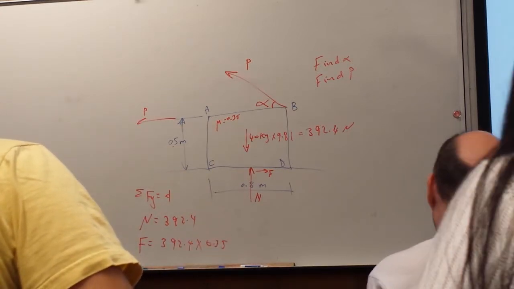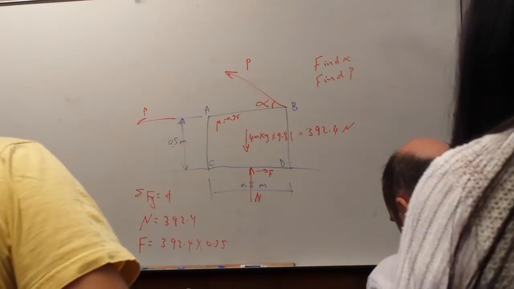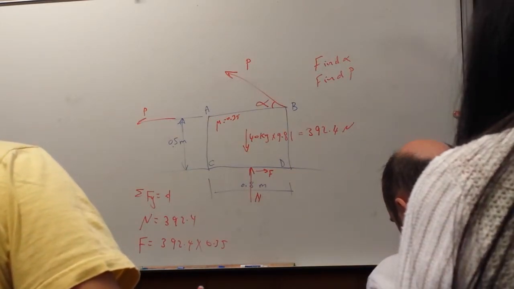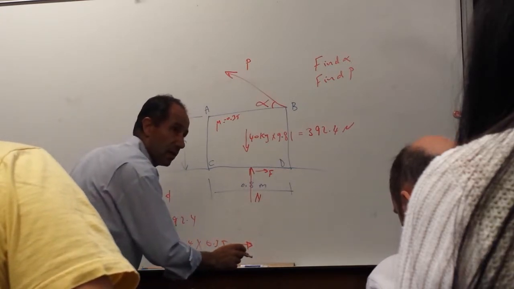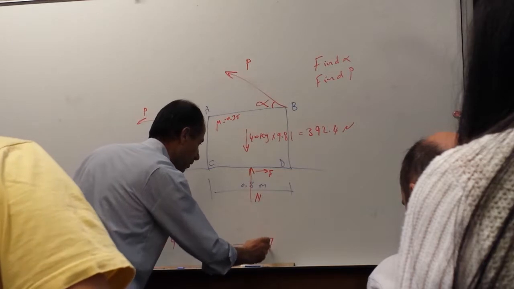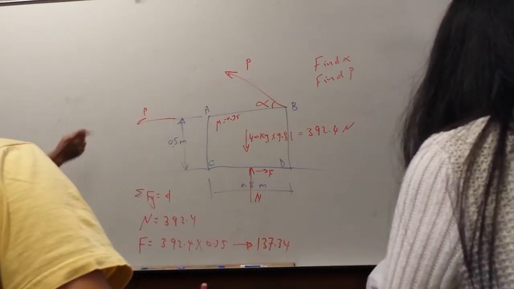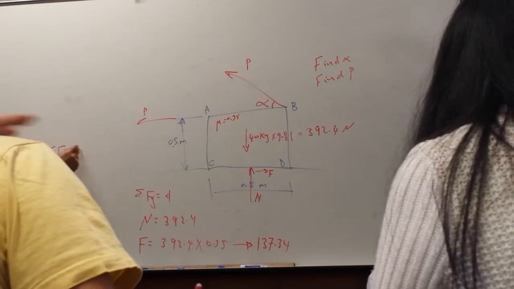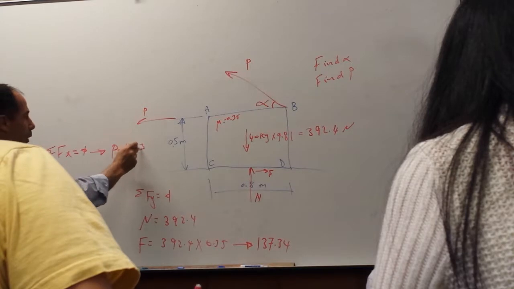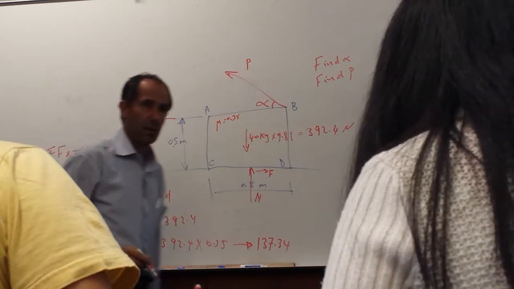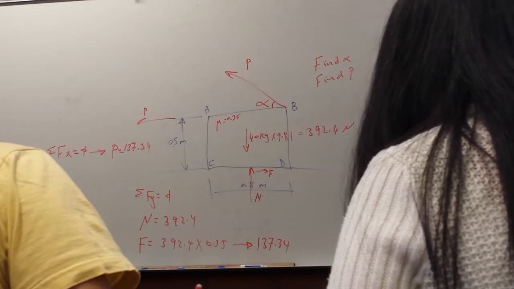What is this? Give me a number. 137.34. Let's do sum of forces on X equal 0. P equal 137.34. Agree on this? This is for P when alpha is 0.